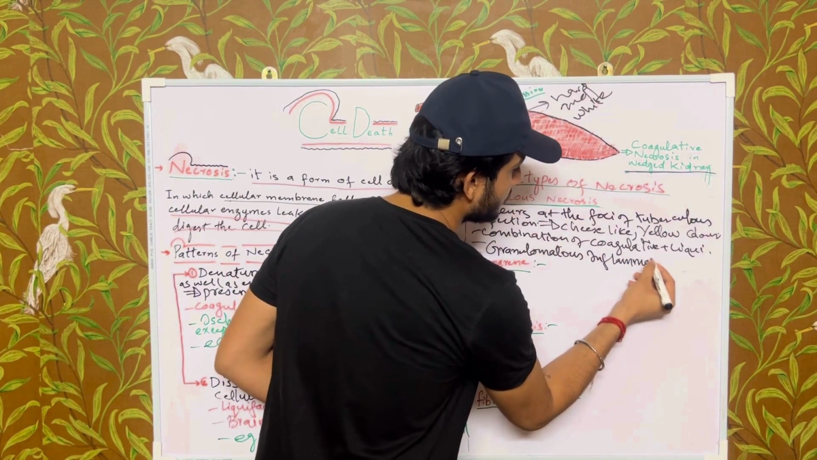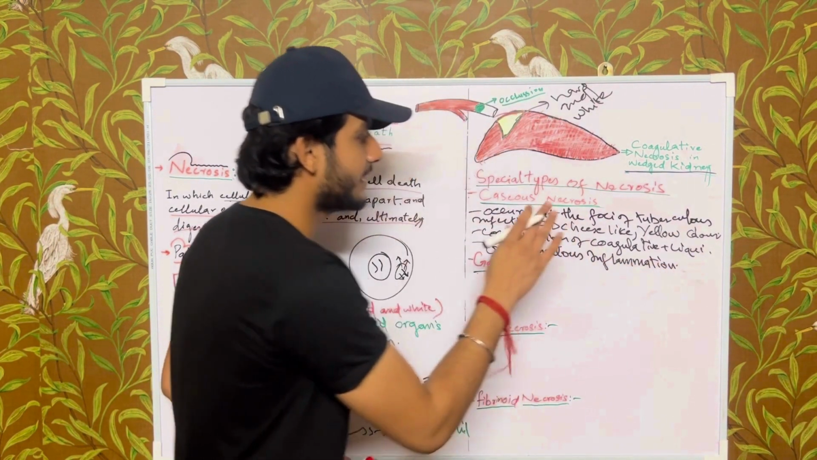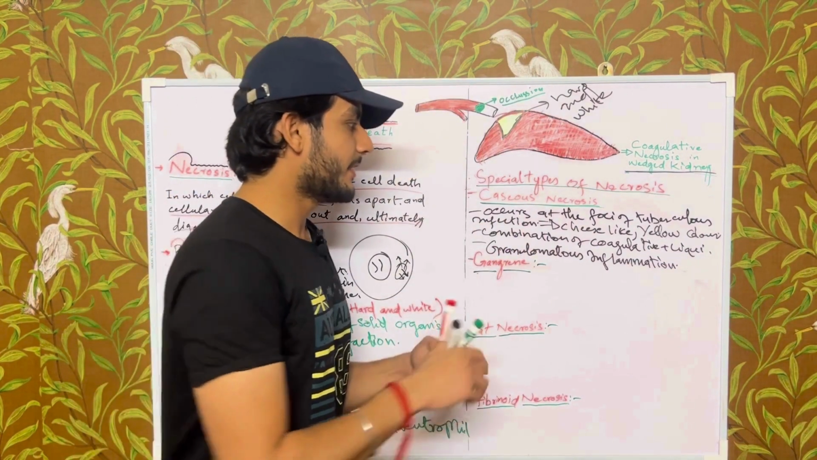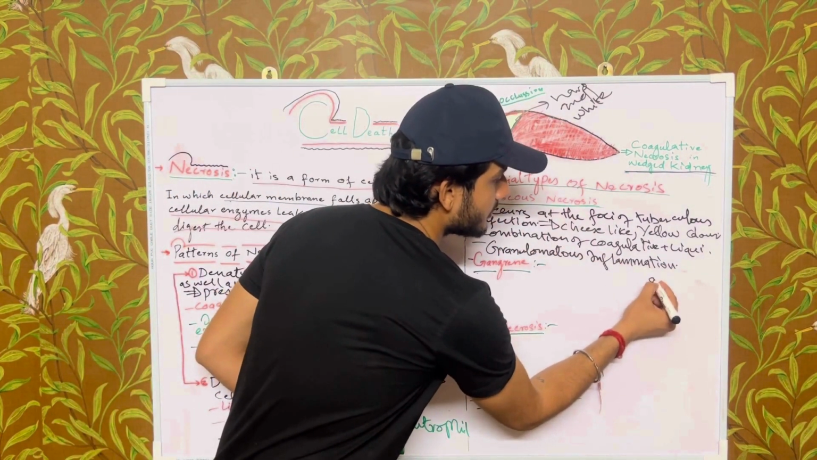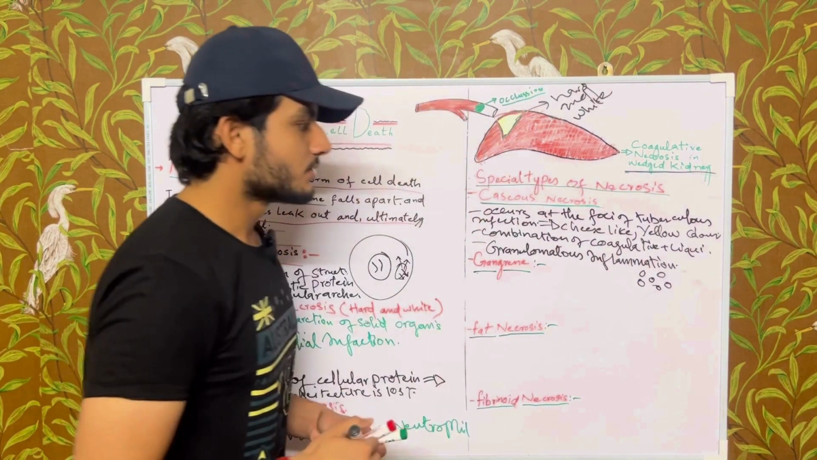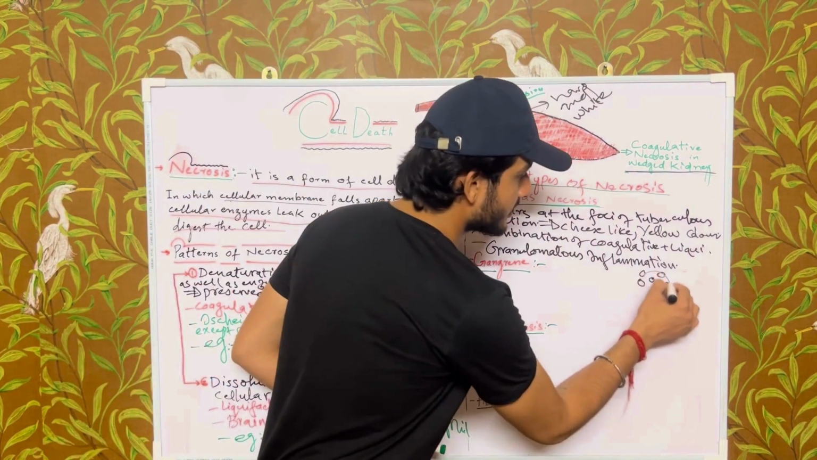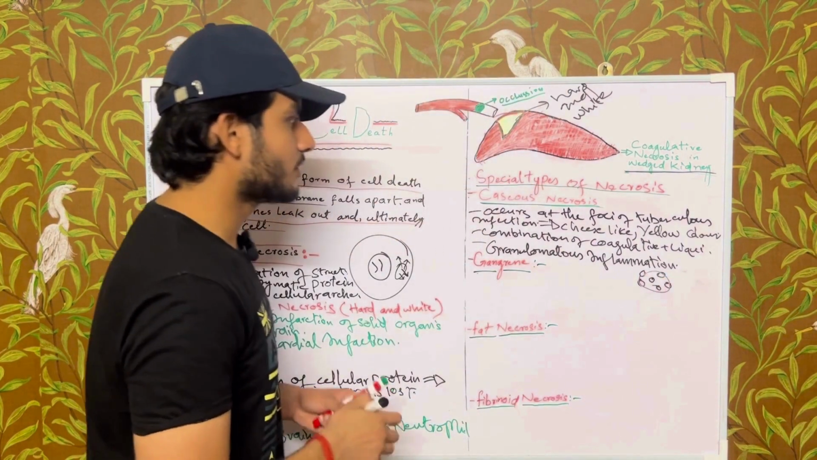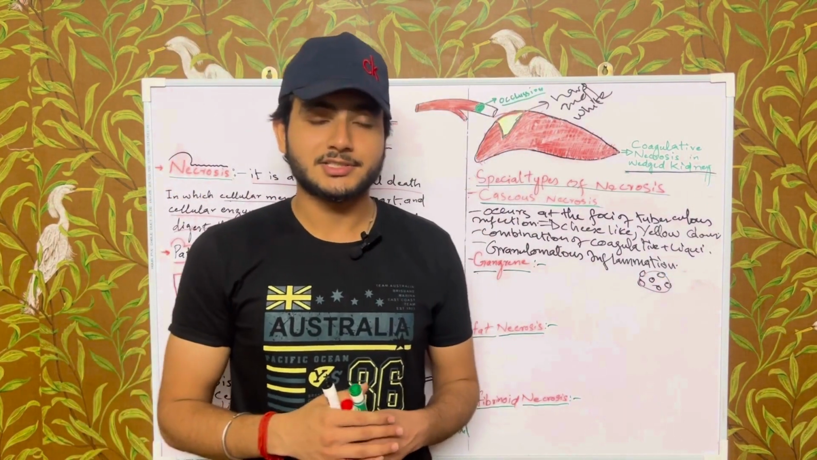Due to the granulomatous inflammation, there will be macrophages surrounding these necrotic patches. So these macrophages surround the necrotic patches. So this was all about caseous necrosis.